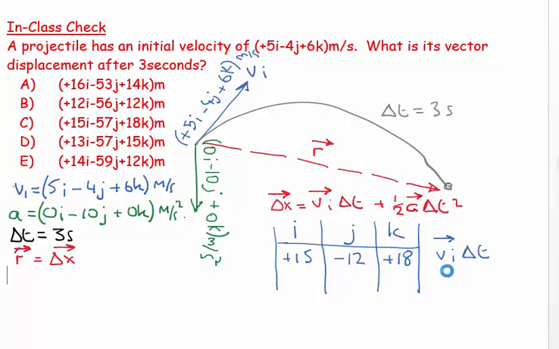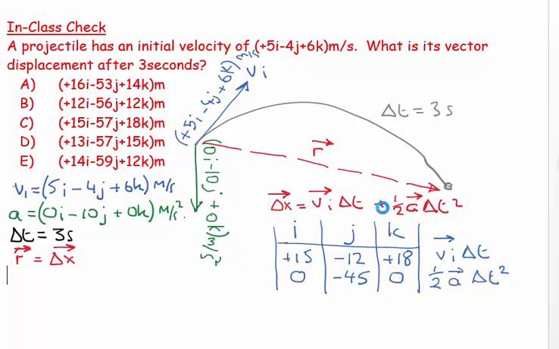And then to this I add my second term, which is a half a delta t squared. Well, delta t is 3 seconds, so 3 3s are 9, and a half of that is 4.5. And I know that my a is 0, minus 10, 0. So I have 0, and I have minus 10 multiplied by 4.5, which is minus 45, and then 0.